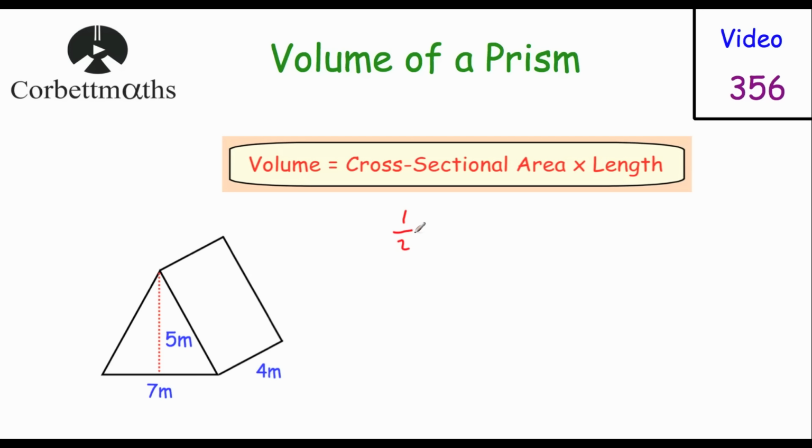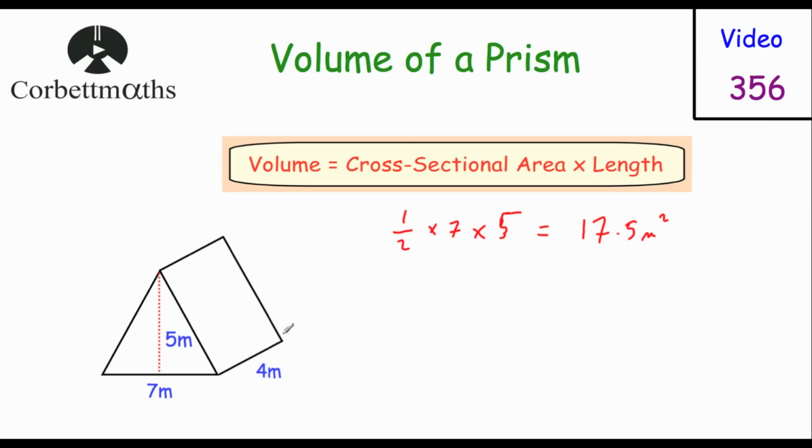So the area of this triangle would be half the base, so half times 7 multiplied by the height, 5. Whenever we do that, we get 7 times 5 is 35, and multiplied by half or dividing it by 2 would give us 17.5 meters squared. So the area of this triangle at the front is 17.5 meters squared.